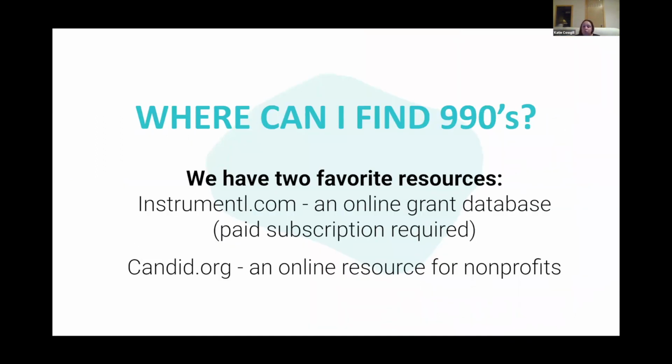We have two really great resources that we follow for finding 990s quickly. Our first and foremost favorite is Instrumentl.com. They are an online grant database where you can search thousands of public and private organizations, including federal grants. They have a very easy to read setup for a lot of 990s, and they also go back a few years of the full reports.